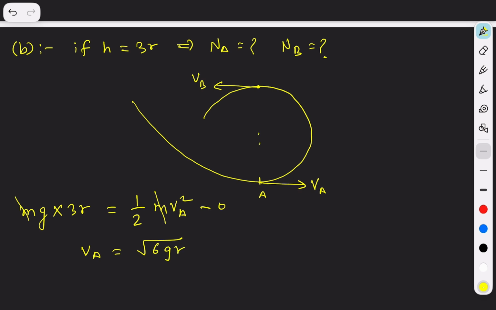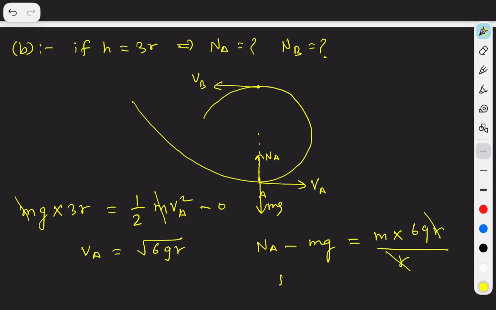Now if I try to fulfill the centripetal condition here, Na is this, mg is down, and it is moving with the velocity va. So the net force should be equal to the centripetal force. Here I can write Na minus mg is equal to mv square by r. So mv square is m times 6gr divided by r. So r cancels, and Na will be 7 mg.